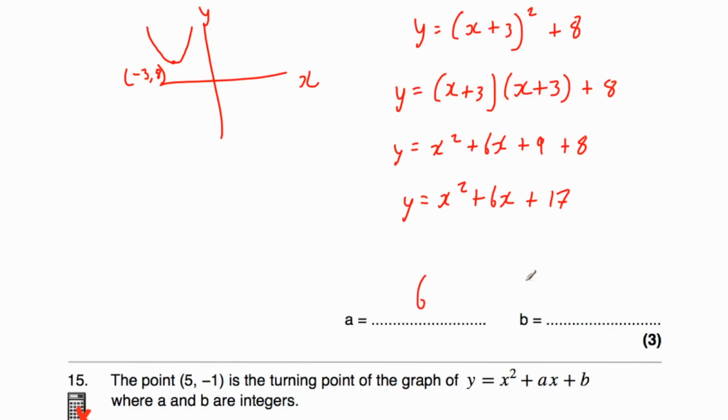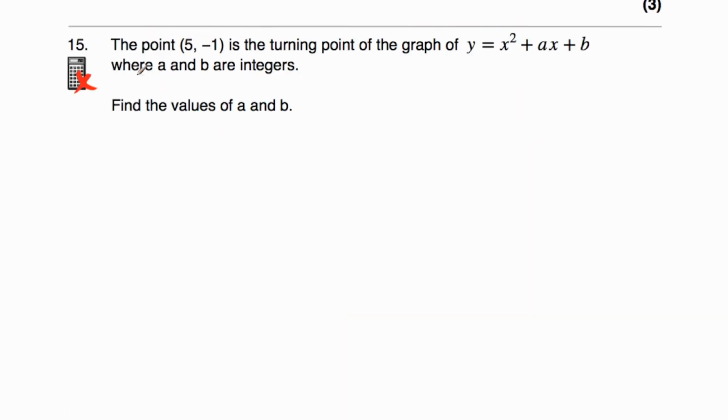So let's write that down. A is 6, and b is 17. And that's it. Okay, let's have a look at question number 15.